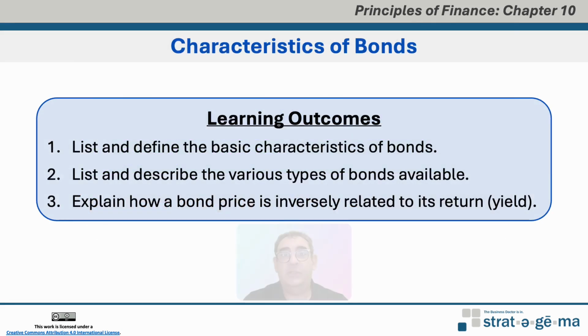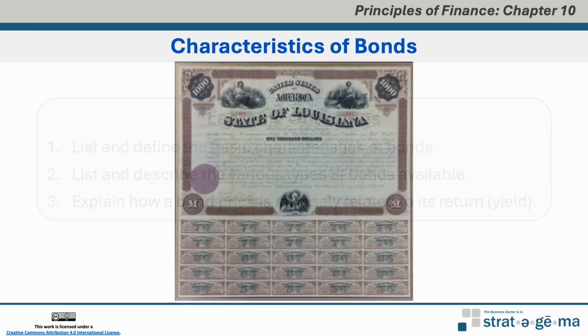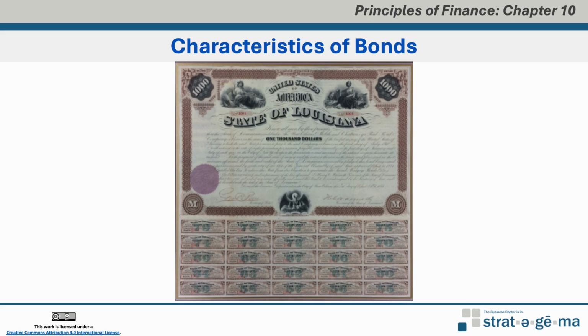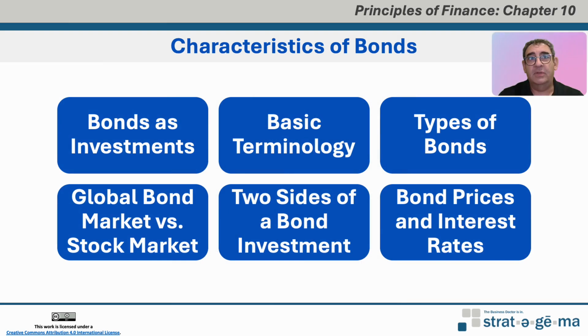So starting with our first section on characteristics of bonds, we're going to list and define some characteristics of bonds, describe the various types of bonds that are available, and how bond price is inversely related to its return or yield. A bond is something that goes back a long way. What you have here in front of you is a bond certificate, and we'll get into a little bit more detail on what these pieces of the bond certificate represent. And as part of characteristics, we'll look at bonds as investments, some terminology, types of bonds, etc.